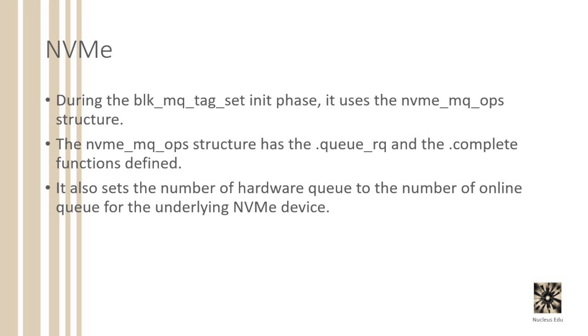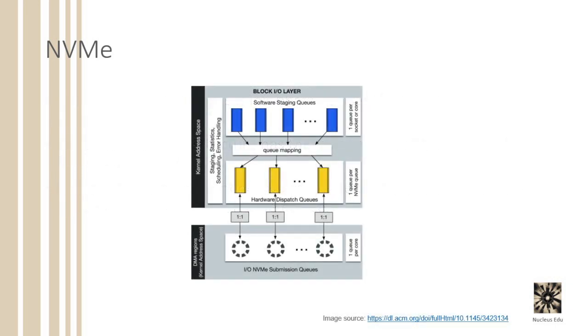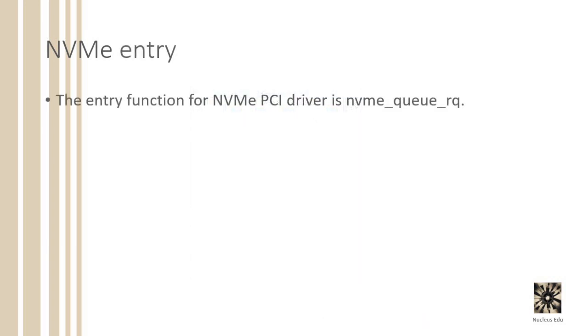Once this block MQ tag set init phase is done, it's gonna look like this, where the hardware dispatch queues have a one-to-one mapping to the submission queues of the NVMe controller. Right, so the entry function for the NVMe PCI driver from the MQBL multi-queue block layer is NVMe QRQ. This is the function which is defined in .qrq in the ops structure.